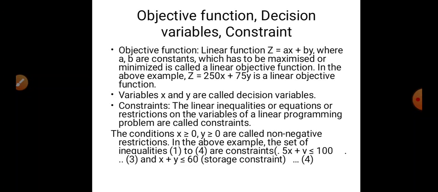x and y are decision variables. Constraints: the linear inequalities or equations or restrictions on the variables of a linear programming problem are called constraints, which are 1 to 4 in the earlier slide, which are the storage and also the investment restrictions, and x and y are always greater than or equal to 0. These are the constraints.